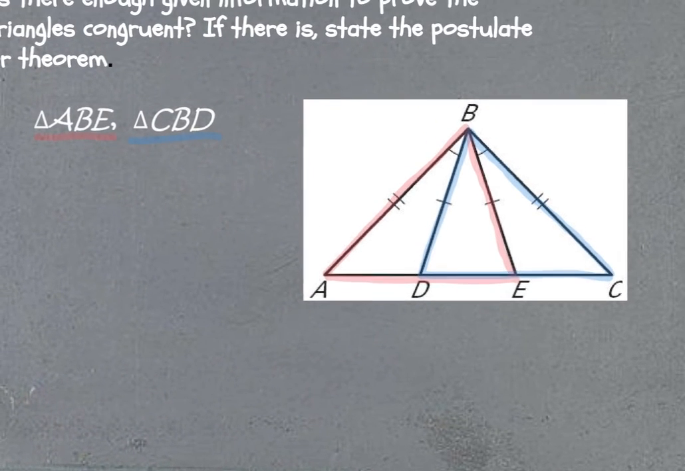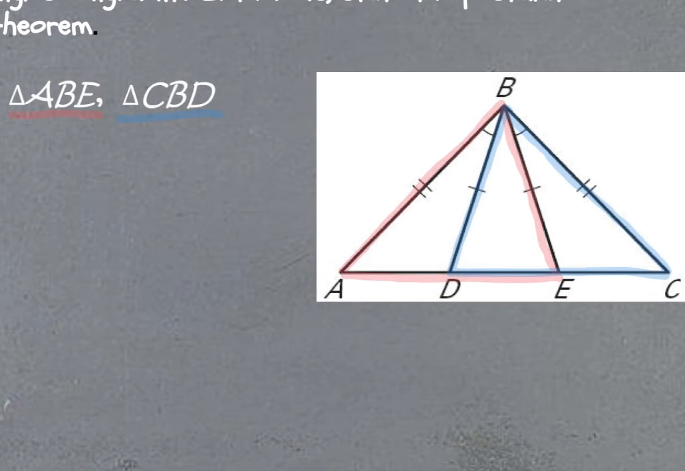Okay, let's prove their sides. So we see that AB... What side is congruent to AB in the other triangle? CB. What's the angle that we're trying to prove that is congruent? That would be angle ABE. Okay? That's this angle right here.